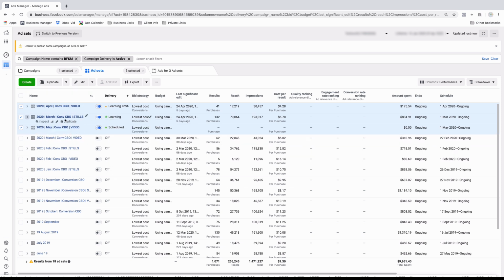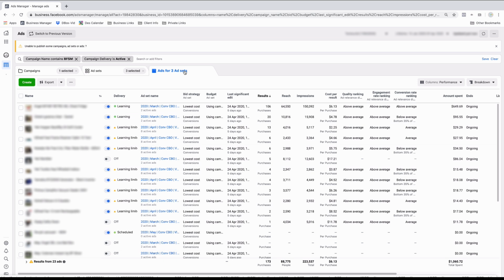For me, I split my stills and my video up. That way I can see which one is converting better. And some months video converts better than stills, and I'm able to control that from the ad set level. But we also need to make sure that our ads are running. So we'll come through to our ads and have a look here.